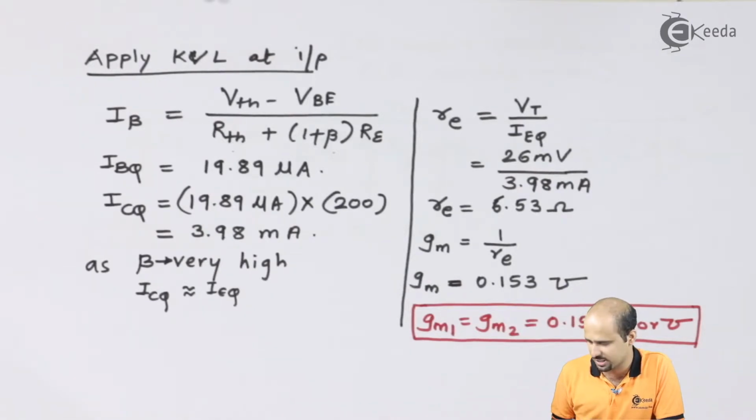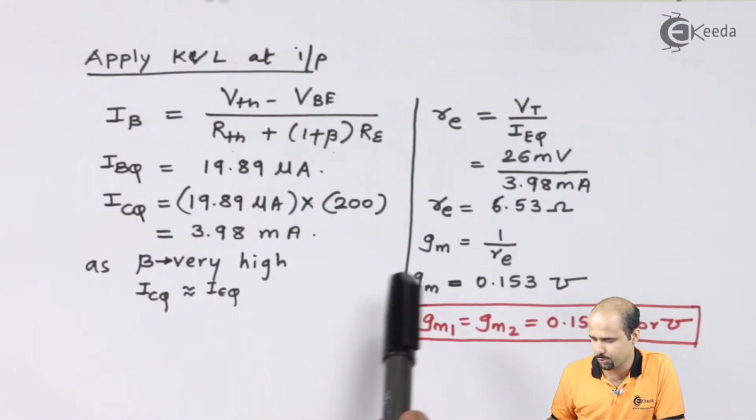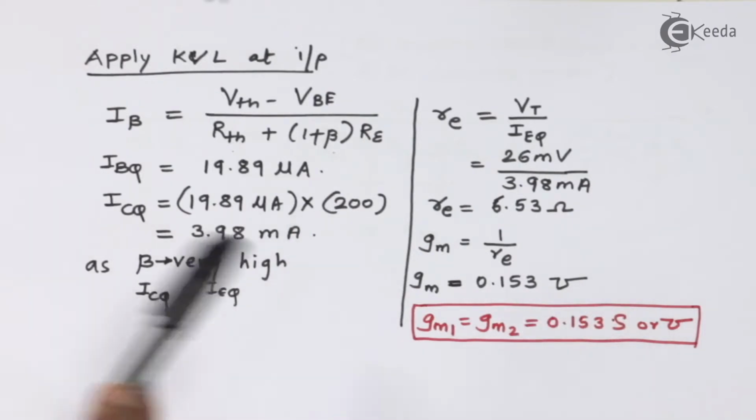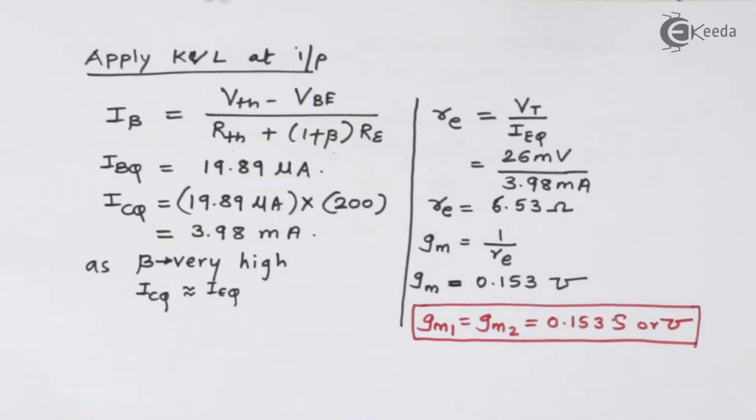So DC analysis is finished. We have got the value of RE as 6.53 ohm. Inverse of that RE is the transconductance. RE is the resistance and GM is the conductance, so GM is equal to 1 upon RE. GM is equal to 0.153 mho. This calculation is only for the first stage, but I know that stage 1 and stage 2 are identical to each other. I can say GM1 is equal to GM2 is equal to 0.153 Siemens or mho. So this is how we have finished the DC analysis.